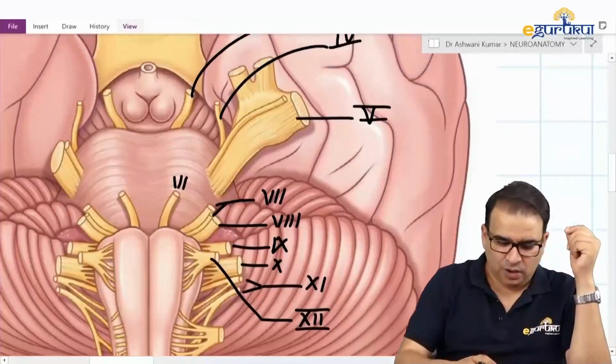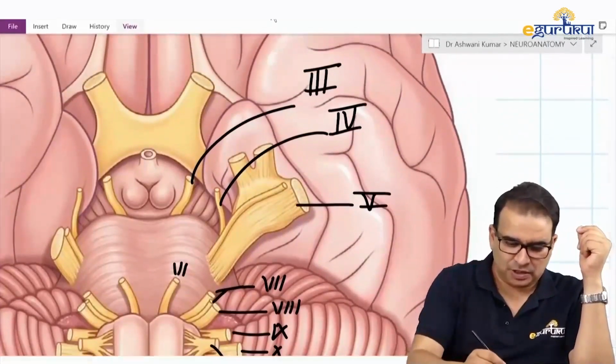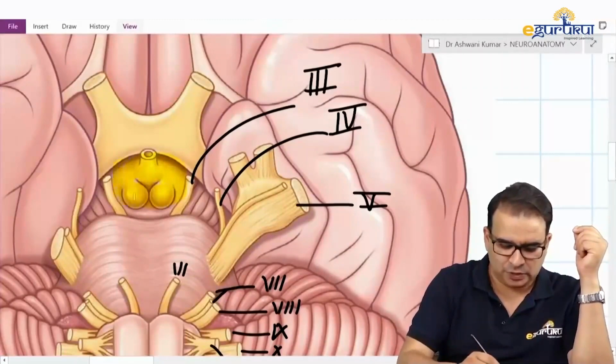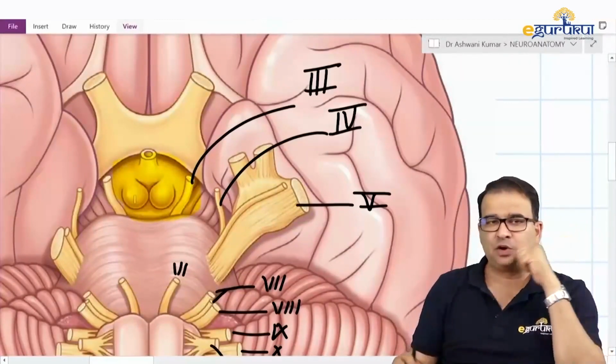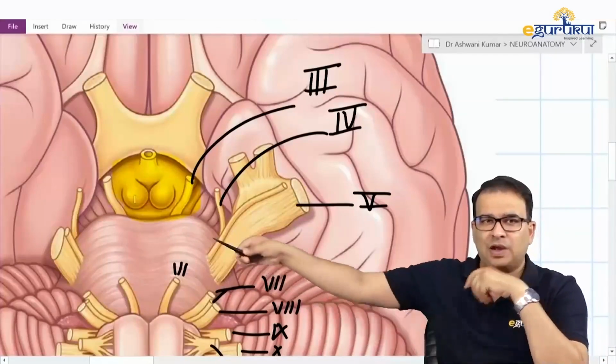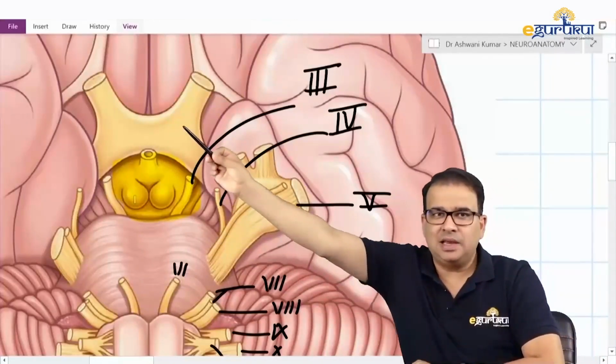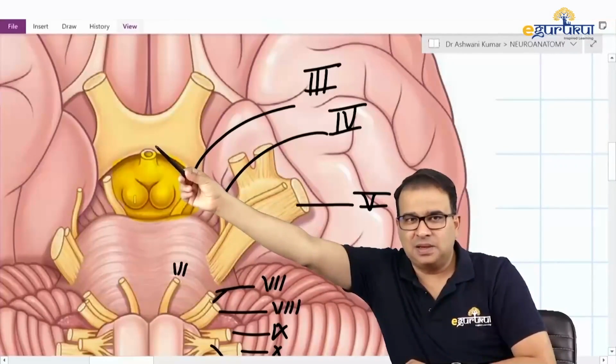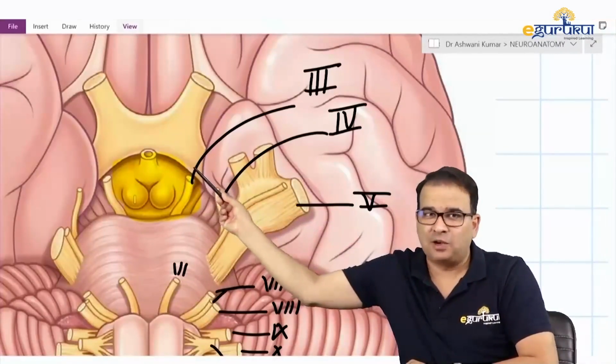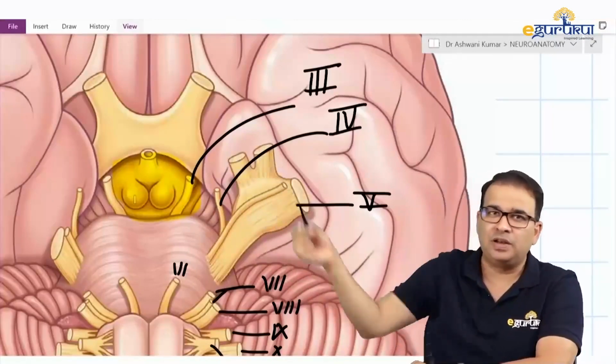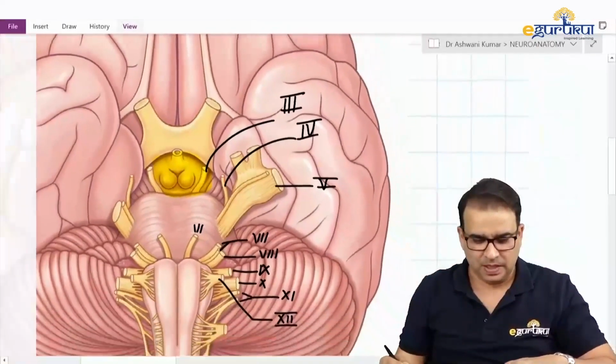So as I said, right now, let's focus onto this fossa that is called as interpeduncular fossa, guys. This fossa here is the interpeduncular fossa which we got to discuss. When we complete this diagram, we will see that anteriorly in the interpeduncular fossa, we have optic chiasma, and on the sides, we have optic tract also. And that completes the boundary of interpeduncular fossa.